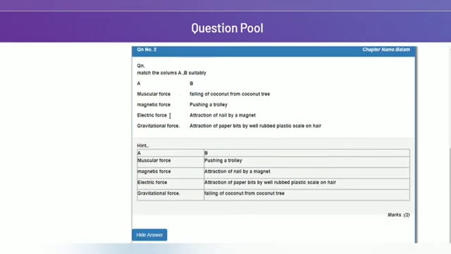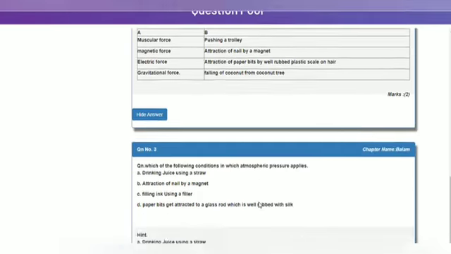Match column A and B suitably. Muscular force is used for pushing a trolley. Magnetic force: attraction of a nail by a magnet. Electric force: attraction of paper bits by a well rubbed plastic scale on hair. Gravitational force: falling of coconut from coconut tree.